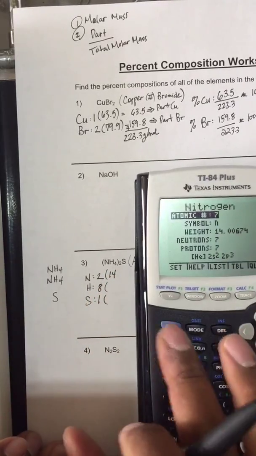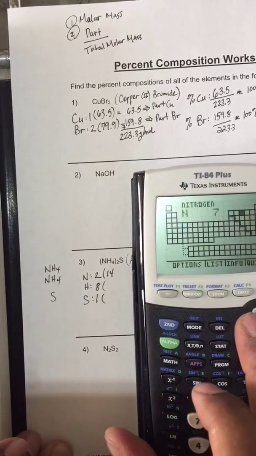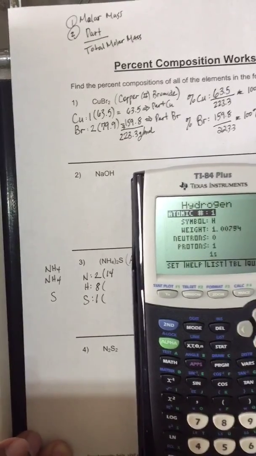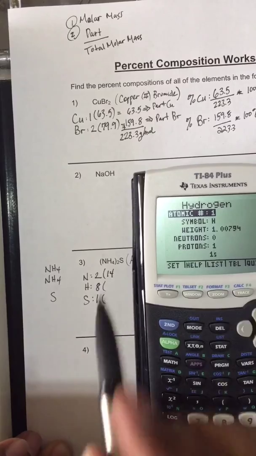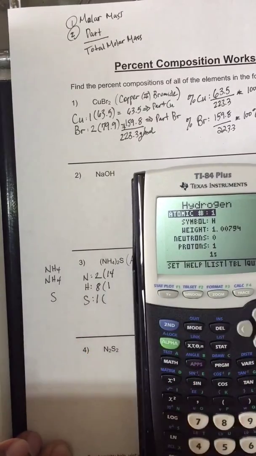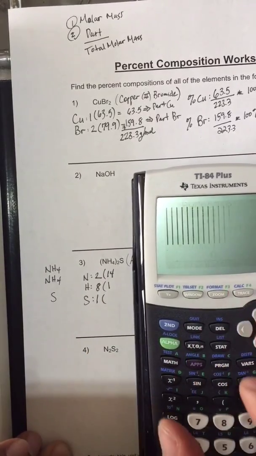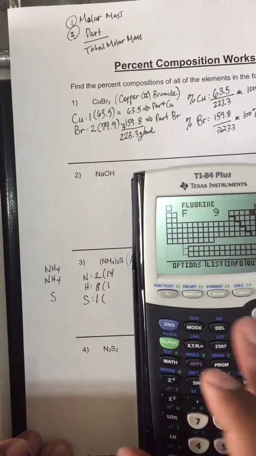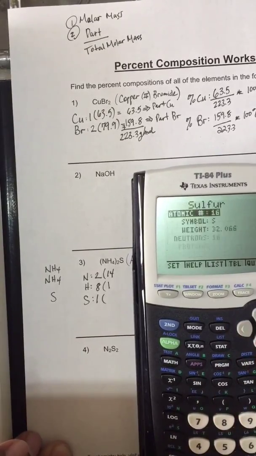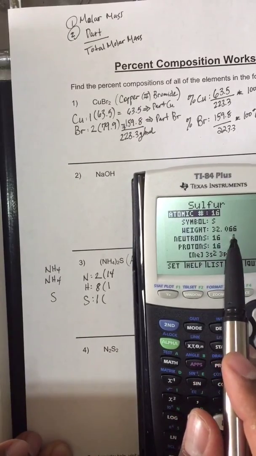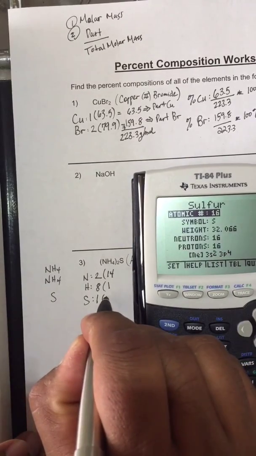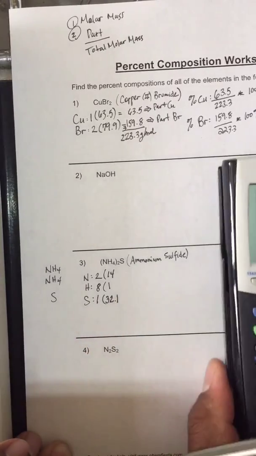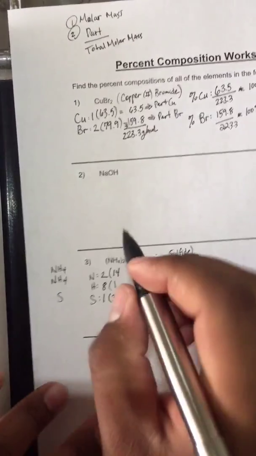And then hydrogen, so we go back to the table. Right there. 1.0079, so we're just going to round it off to 1. And then the last one is going to be sulfur, which is in the oxygen group. There and down. So we have 32.1. Alright, so those are the masses of each.